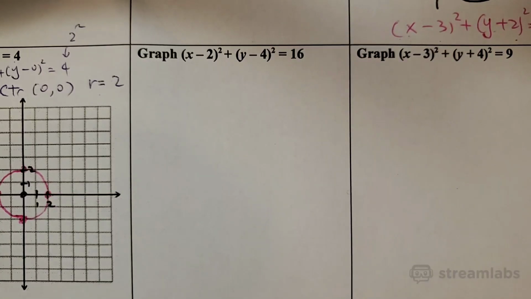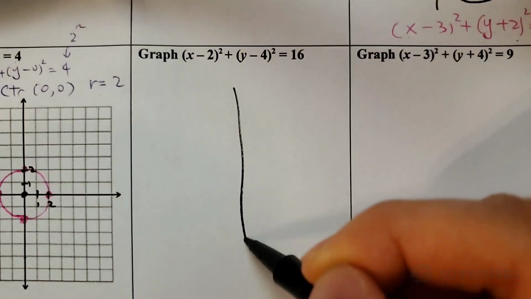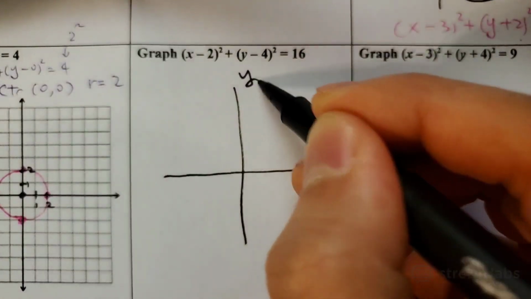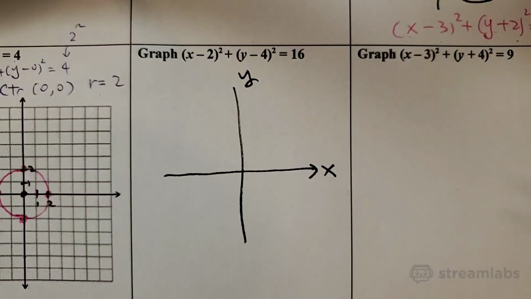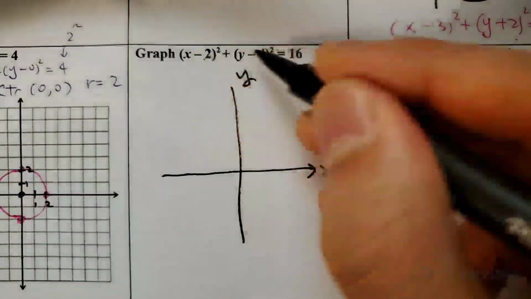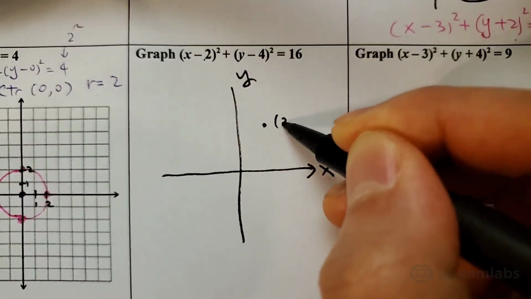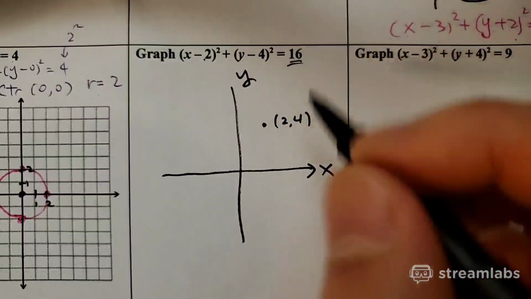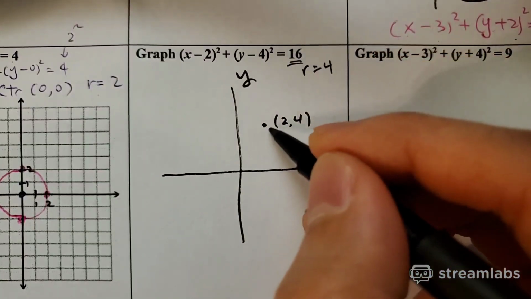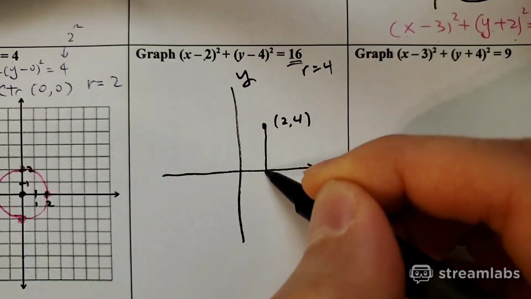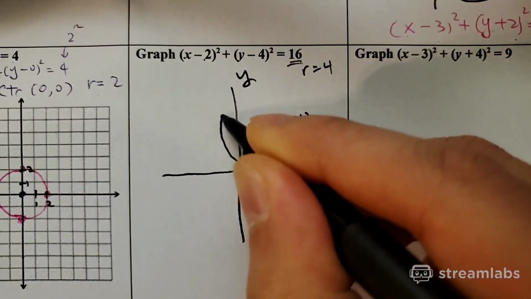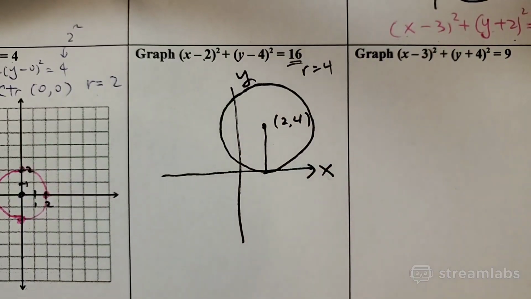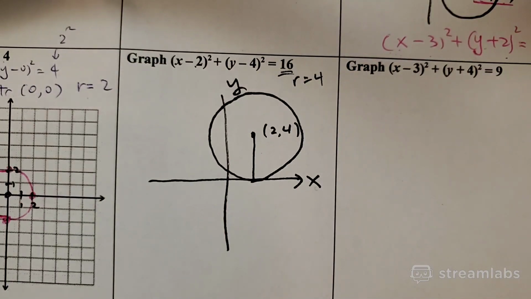Alright, let's take a look at this one first. So the one that you have looks a little better, but I'm just gonna draw it here. X, Y, right? 2, 4 is your center, right? 2, 4. And your radius is what? 16, so 4, right? 4 is your radius. So you go 4 from 2, 4, so that means this part is 4, right? So it should look something like this. I don't have the graph printed out, but that should be what yours looks like. Am I right?